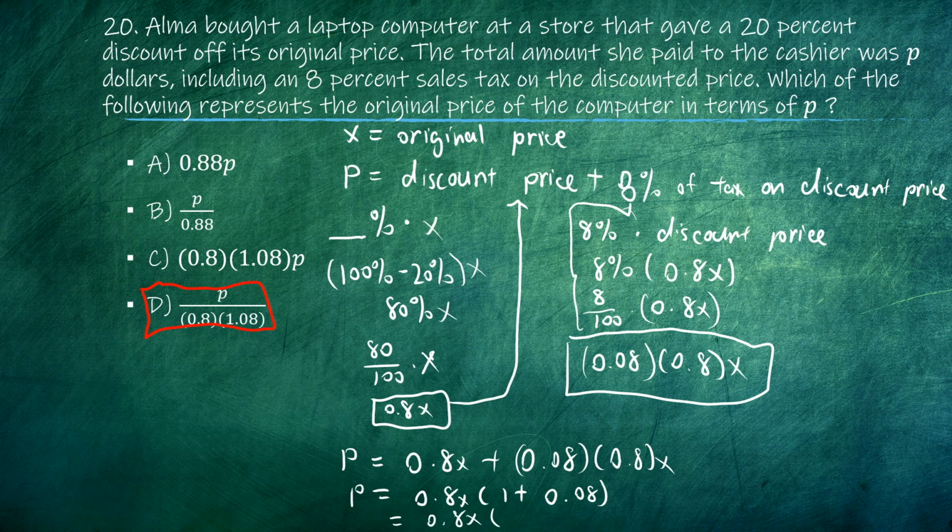0.8x times 1.08. So to solve for x in terms of p, we divide both sides by each of these numbers. So it becomes p over 0.8 times 1.08, which is equal to x. And that is our answer.